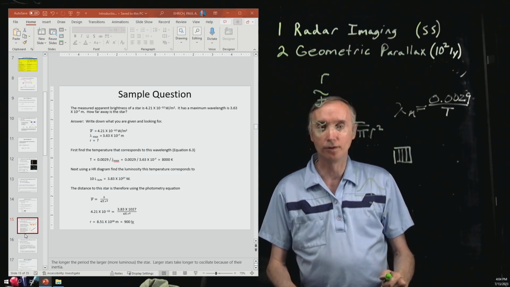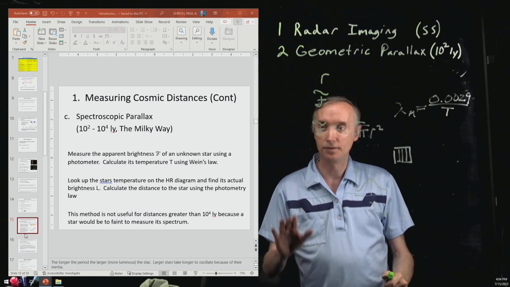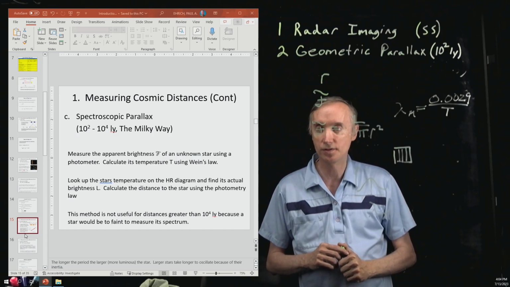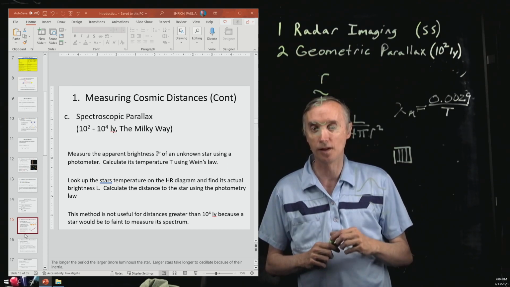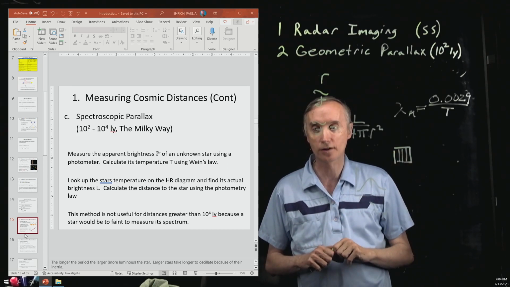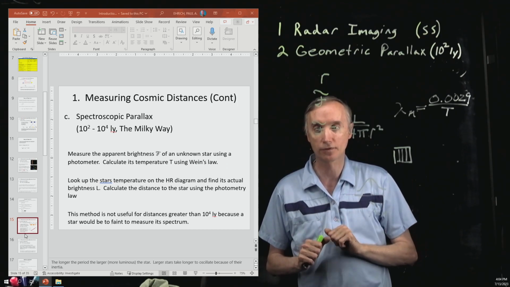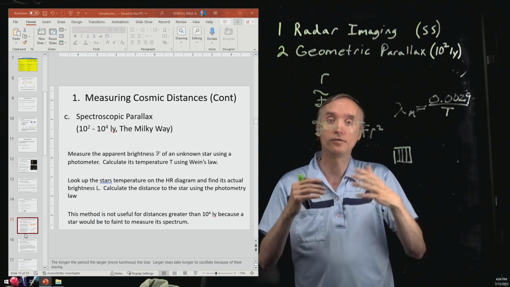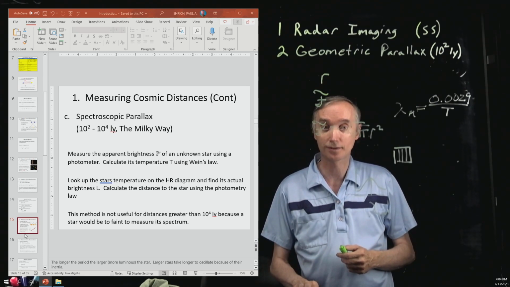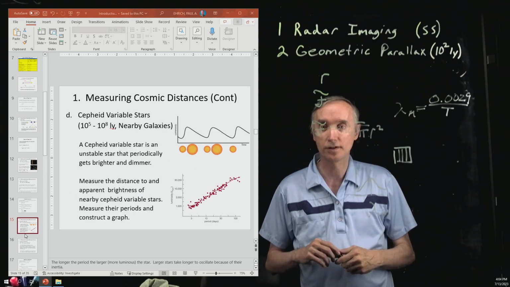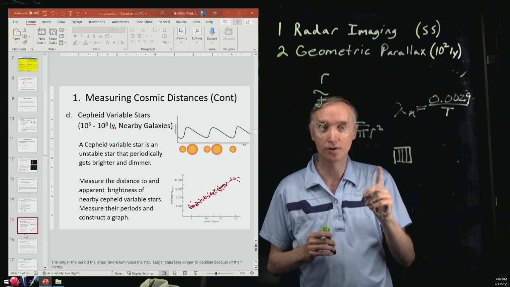Now, what's the problem with this particular technique? Okay, so if we go back up to here, this method is not useful for distances greater than 10,000 light years because the star would be too faint in order to figure out what its spectrum is. So the light would be too faint to pass through the diffraction grating and then to get its spectrum. So that means if we want to go further than 10,000 light years, we're going to have to use another technique. And that is going to turn out to be Cepheid variables, which we'll talk about in just a moment.